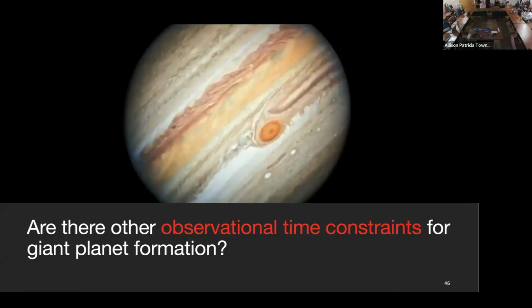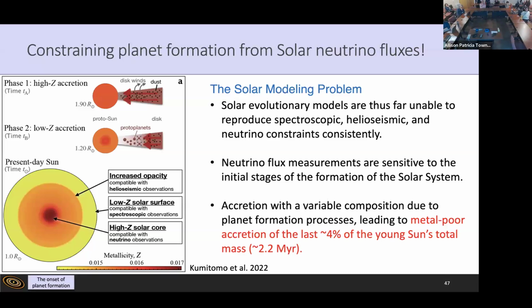We have talked about the CAIs, so what are other observational time constraints for giant planet formation? Another interesting observation comes from our sun. This is known as the solar modeling problem. Our sun has a very metal-rich core and a metal-poor surface. The solar data is very good and very precise, yet the current solar evolutionary models cannot produce spectroscopic, helioseismic, and neutrino constraints consistently.